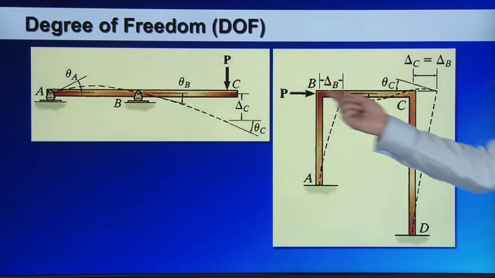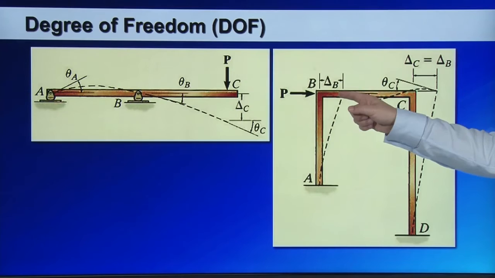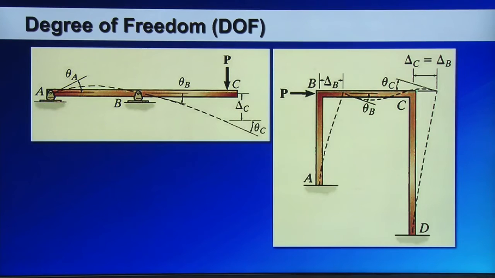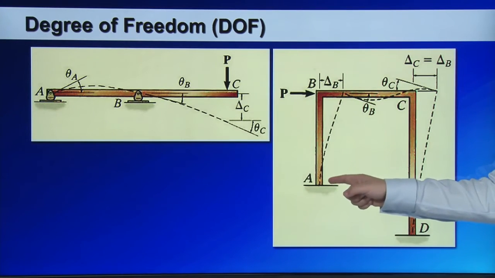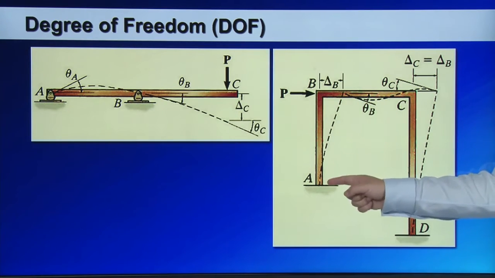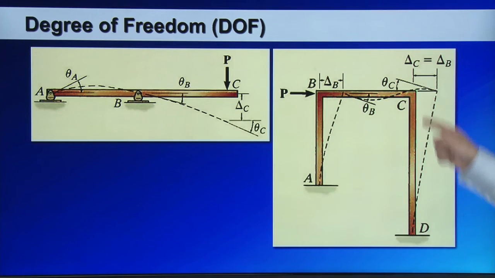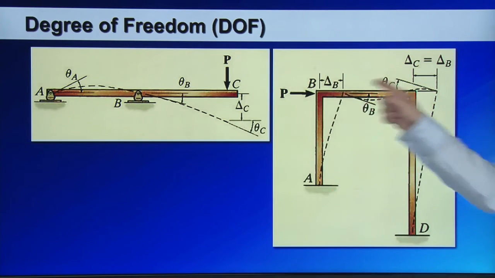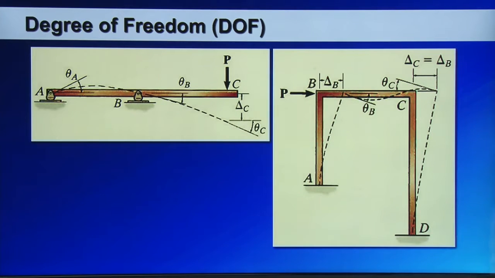This is a frame structure. I apply a horizontal force, so the frame is going to displace like this. If I use 3 elements to model the frame, element 1, 2, and 3, then I will have nodes A, B, C, and D.